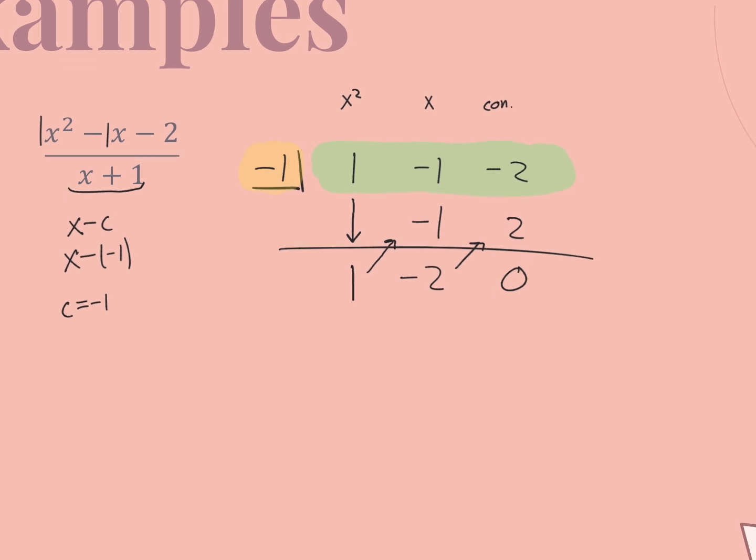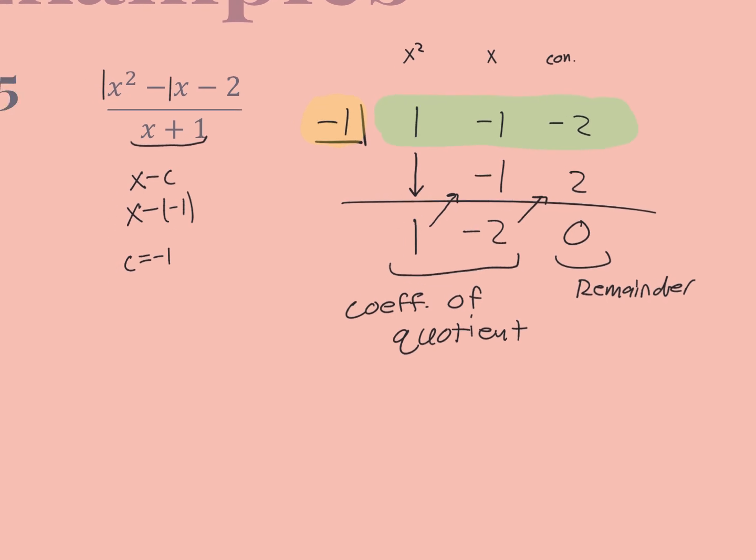All right? Now, you're probably wondering, why did we do that? What does all this mean? These are going to be the coefficients of your quotient. And then this right here is going to be your remainder. So this 0 means that we have a remainder of 0. There is no remainder in this case.